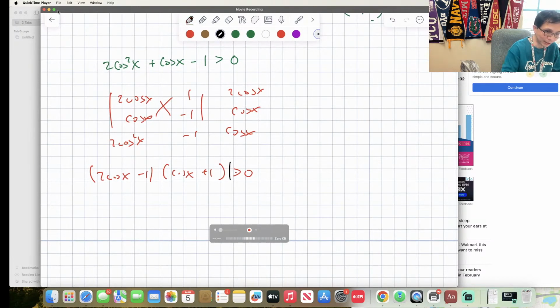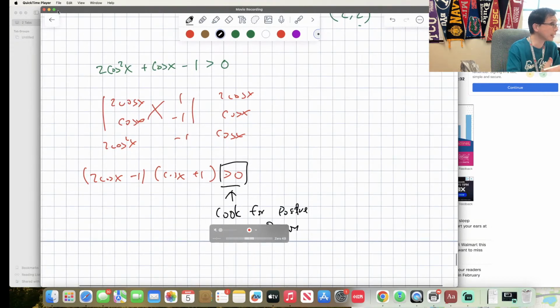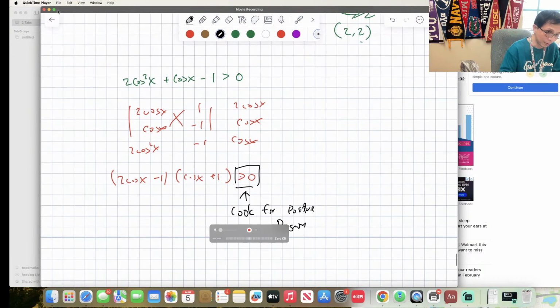What is the number line test? You're looking for the positive region. And we're going to talk about it in the graph in a second. We're also going to talk about decimals in a second, because on the AP exam they could give you decimals.